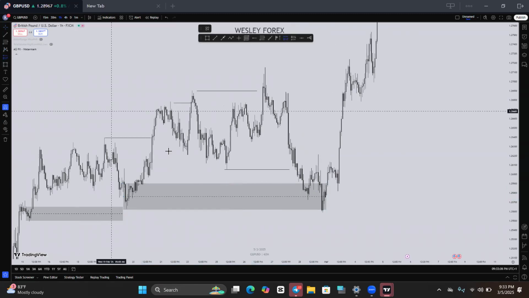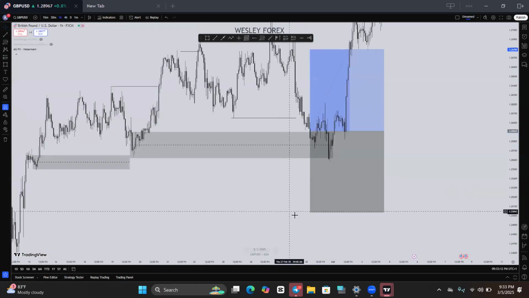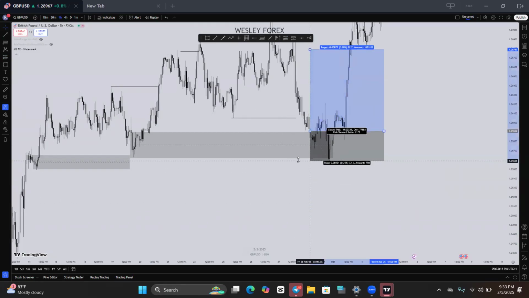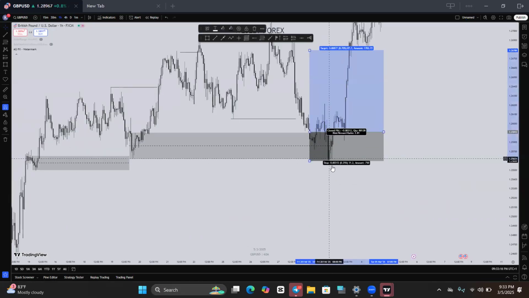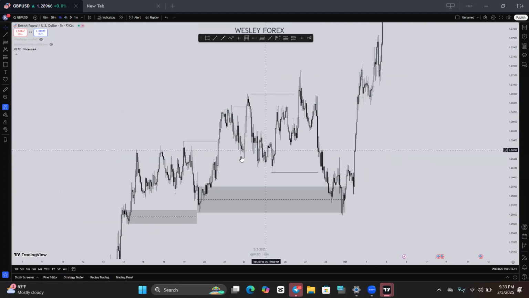Your entry would simply have been here, for instance, and your stop loss would have been just beneath the order block. If you had done that, you most likely would have been stopped out. But using this entry strategy, you've been able to analyze market structure and you have a point of interest.